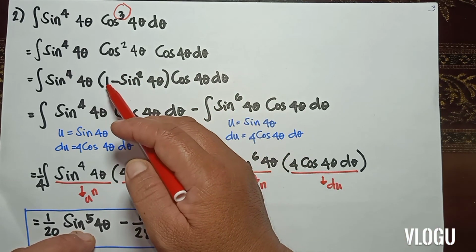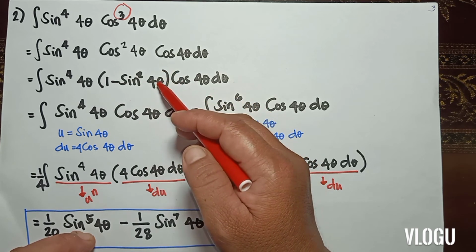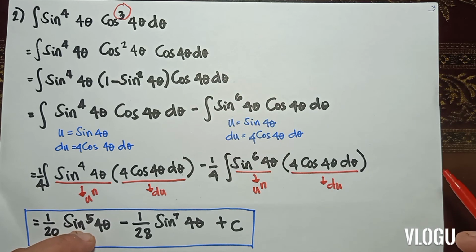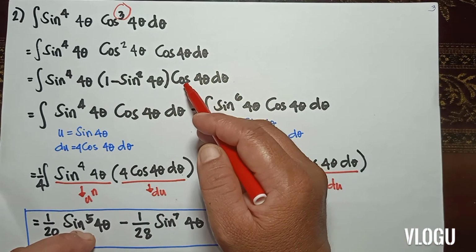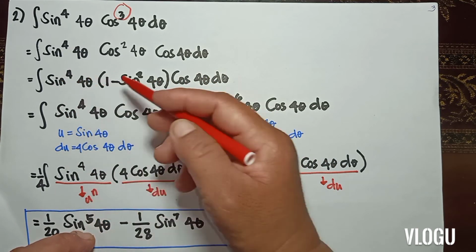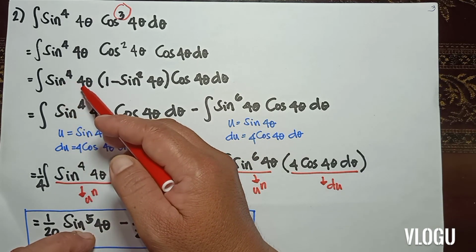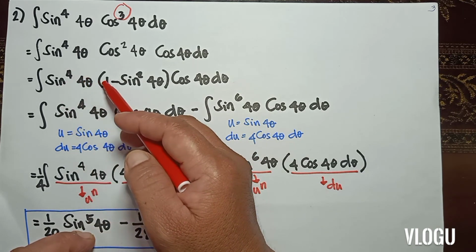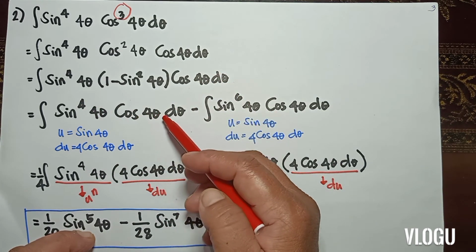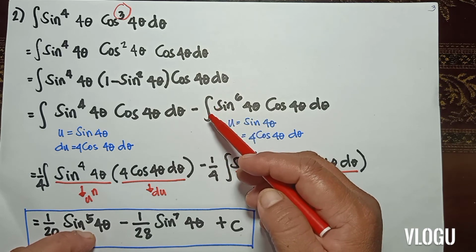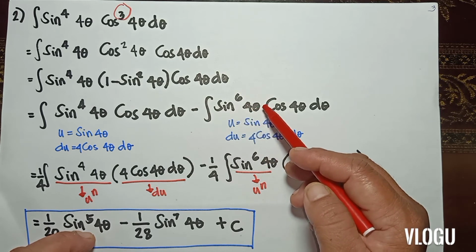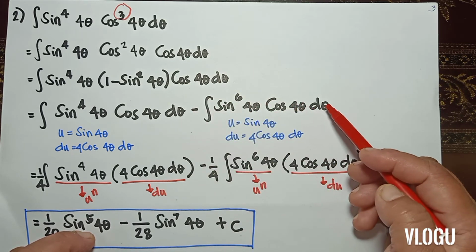So that's the reason you have 1 minus sine squared 4 theta. Then you will have cosine 4 theta d theta. After that, multiply cosine to the 4th theta inside, so do with sine to the 4th theta inside. So that would become sine to the 4th 4 theta times 1, so sine to the 4th 4 theta times cosine 4 theta d theta, minus the integral of sine to the 4th times sine squared, so sine to the 6th 4 theta times cosine 4 theta d theta.